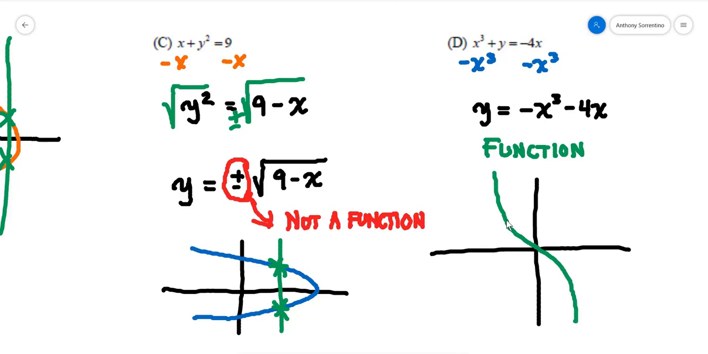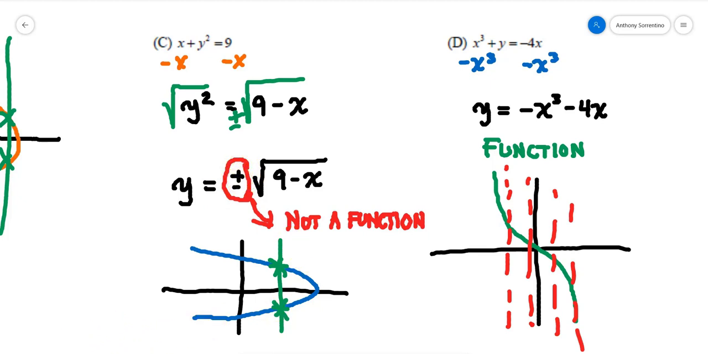And essentially, if I draw any vertical line through this, it's only going to touch that graph once. Although they want you to do this graphically, in order to do it graphically, some algebra had to be done, and that algebra would have to include the plus or minus symbol.